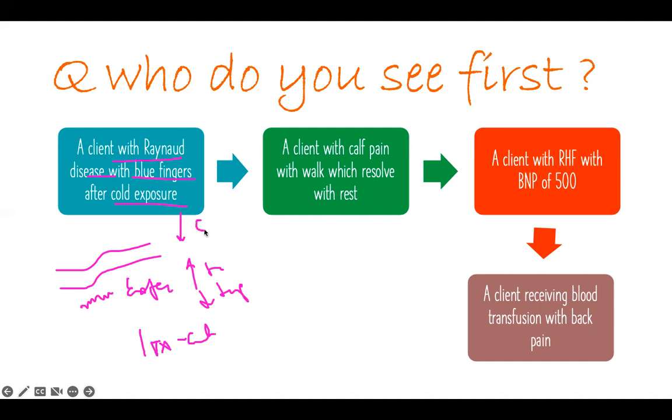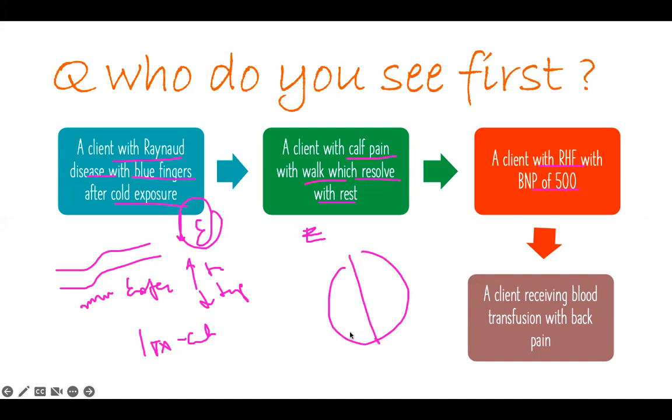So this is expected. We have to be sharp. A client with calf pain when walking, which resolves with rest. So claudication: he has a little bit of ischemia, but when he stops, the blood flow comes back and it gets better. It's the same thing as Raynaud. So this is expected. A client with heart failure with a BNP of 500.